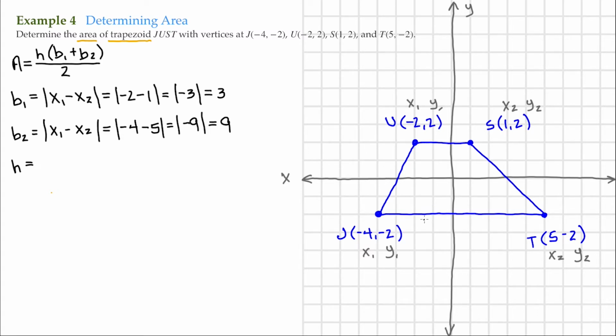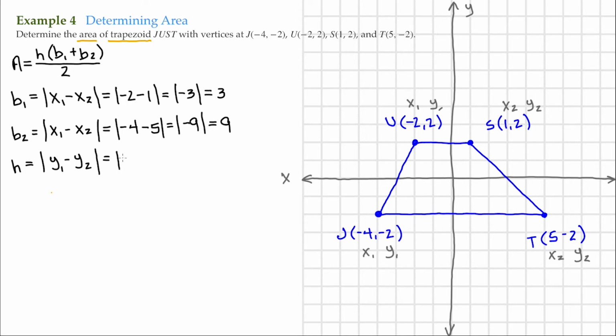Now the height is the perpendicular height, so that's going to go straight up. So we could count 1, 2, 3, 4. So it looks like the height is 4. But all we have to do is the same concept, except we're going to take the absolute value of y sub 1 minus y sub 2. So since we're going this way, I'll use this y and this one down here.